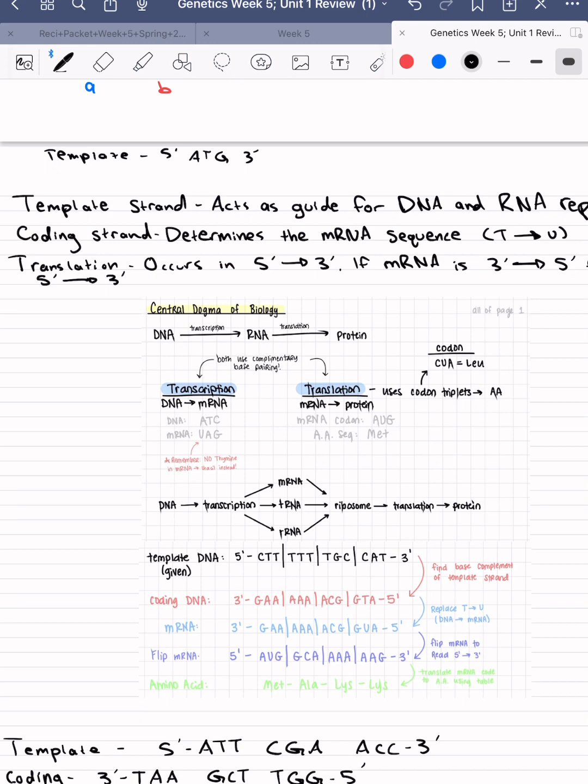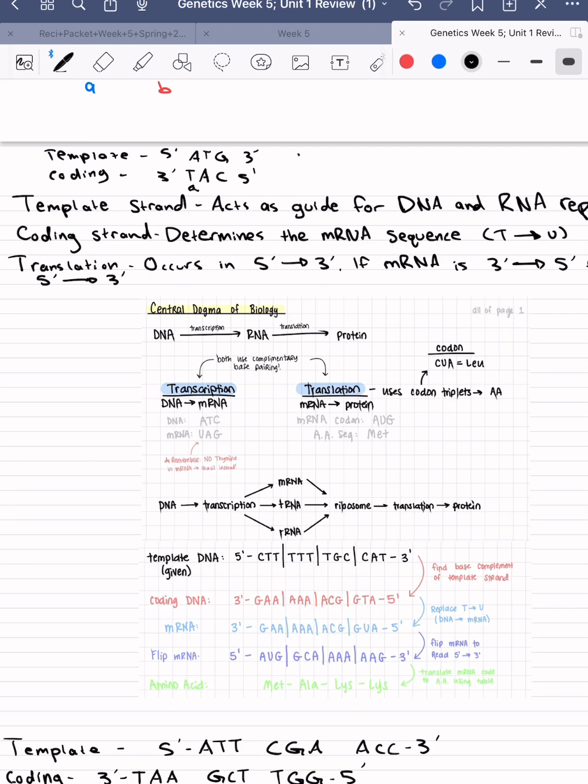Then you're going to have a coding strand, which is going to be the complementary strand to the template strand. Because remember, the template strand acts as a guide for DNA and RNA replication. So the coding strand, or the complementary strand, would be 3', TAC, 5'. And the coding strand determines the mRNA sequence. So the coding strand is essentially the same thing as the mRNA sequence. The only difference is you replace the T's with U's.